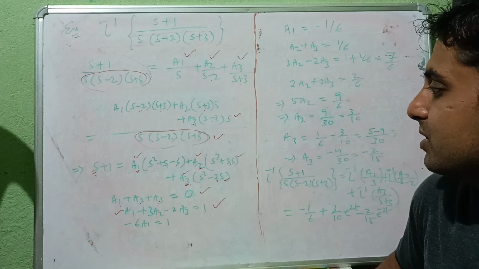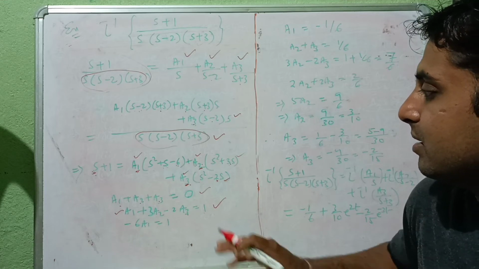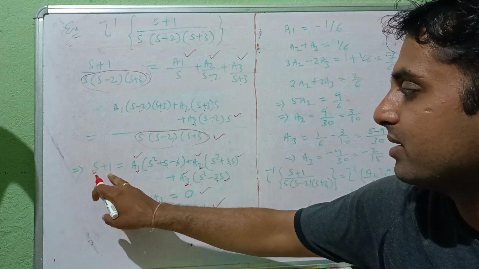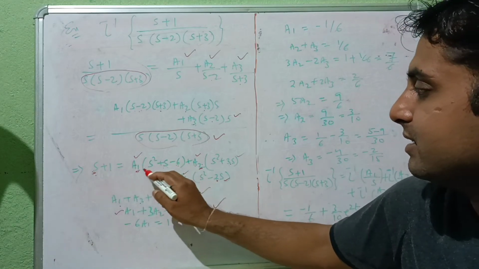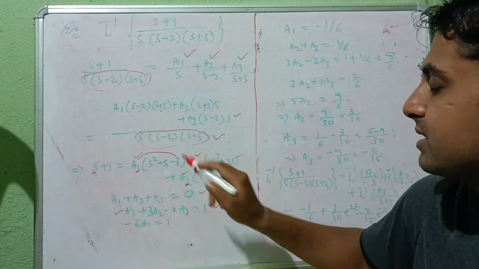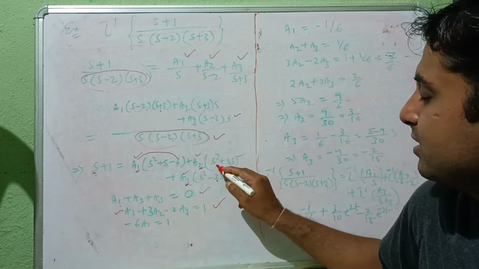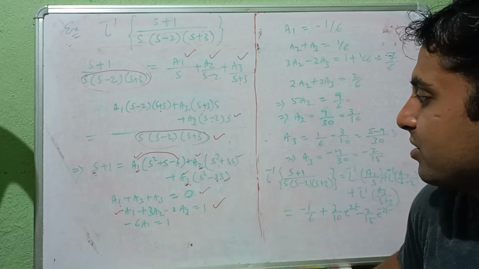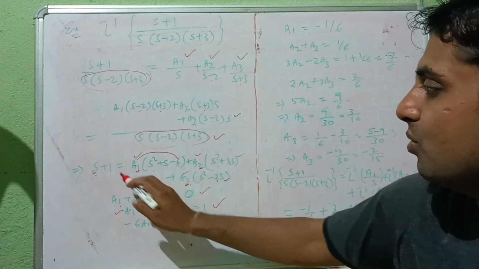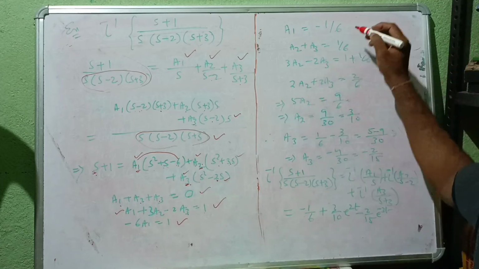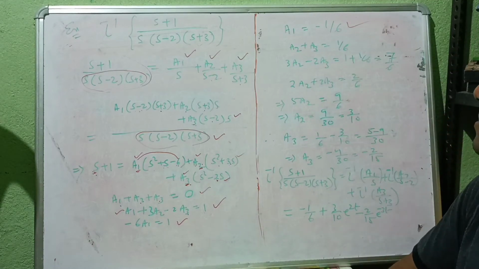Now compare the constants. In the left hand side only one constant, it is 1. In the right hand side, that is a1 into minus 6, so minus 6 a1, and in the second and third term there is no constant term. So 1 is equal to minus 6 a1. So what will be a1 here? a1 equal to minus 1 by 6.